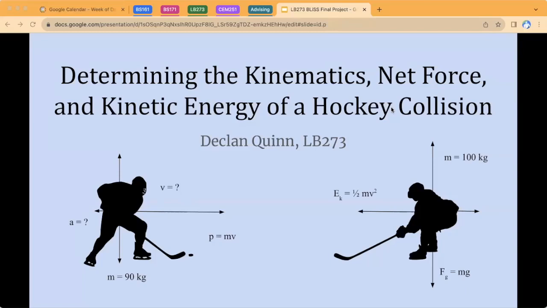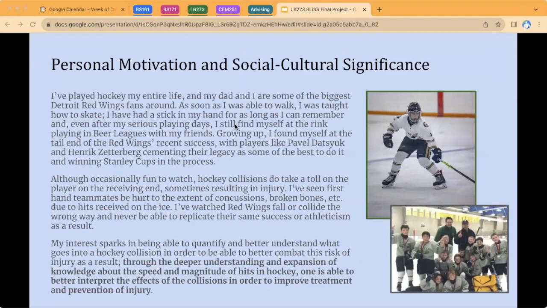This is determining the kinematics, net force, and kinetic energy of a hockey collision. I played hockey all my life, an avid hockey fan, so I've seen the best and worst part of the sport. With championship winnings and electrifying goals does come harmful injuries at the fault of collisions.